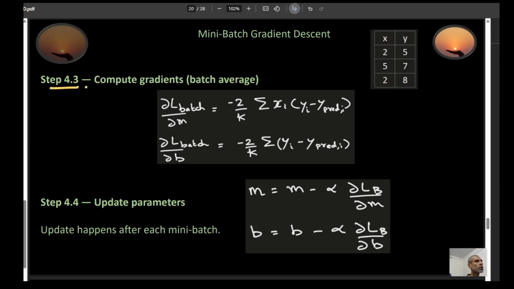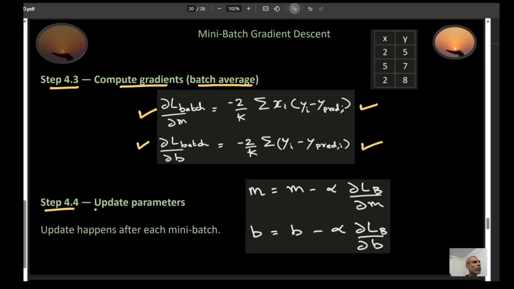Now, step 4.3, you compute gradients. In other words, you find the batch average. So you find the partial derivative of your loss function of the batch with respect to M. That would be this right here. This is going to give you some number. Likewise, you calculate the partial derivative of your loss function of your batch with respect to B, the parameter B. That's going to give you this number right here.